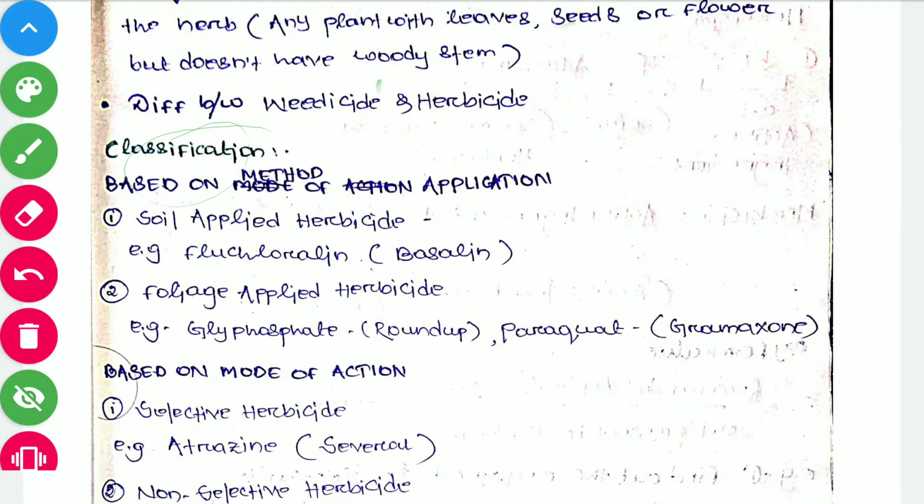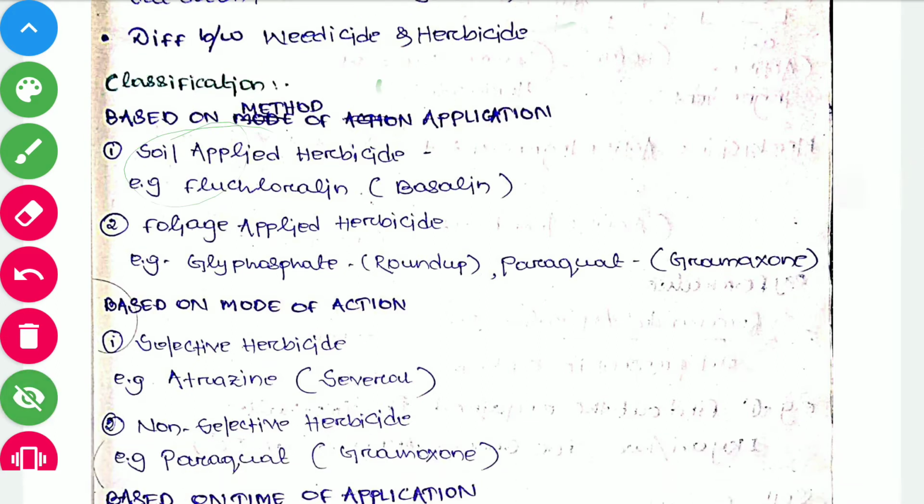Now we will discuss the classification of the herbicide. First, it is on the basis of method of application. On the method of application, first is soil applied herbicide. But here we have to know what is soil applied herbicide.